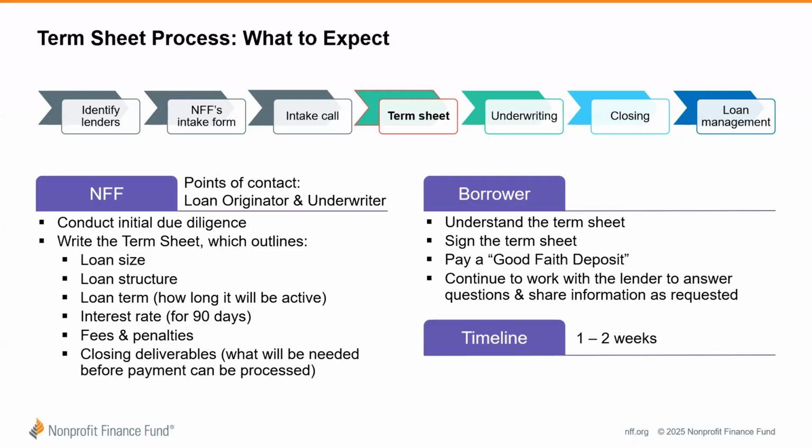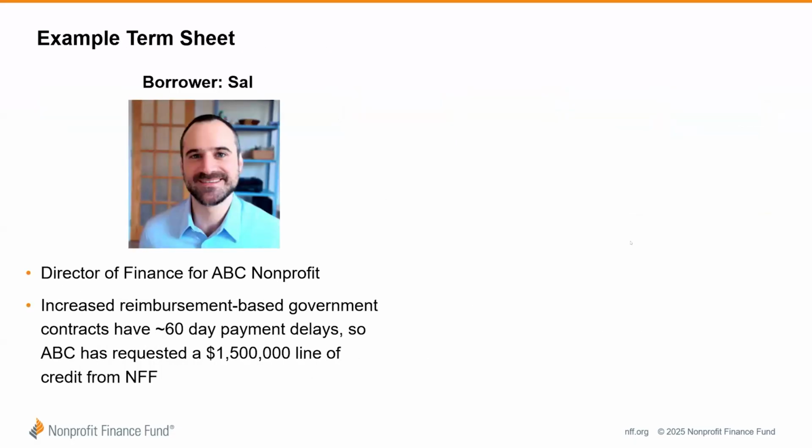Okay, so now we're going to see what this looks like in practice. We have with us Sal, the Director of Finance for ABC Nonprofit. Sal, along with his board and leadership team, came to NFF asking for a $1.5 million line of credit to help manage cash flow for an increasing number of government contracts, which pay on a delay. Sal filled out our intake form, had an intake call, sent over his due diligence documents for ABC.